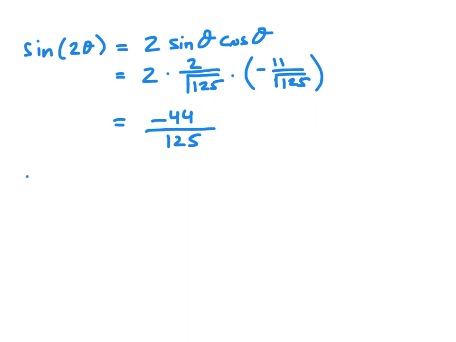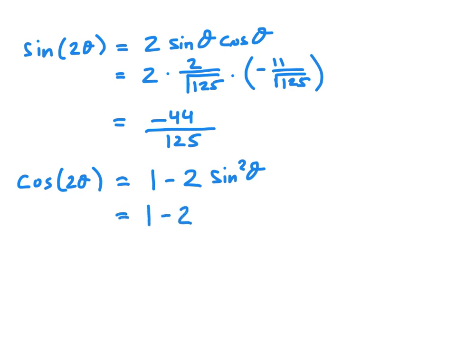For the cosine of 2 theta, we actually have some choices. There are 3 formulas that will help to compute this. For this example, let's go ahead and use the formula that cosine of 2 theta is equal to 1 minus 2 sine squared of theta. So here we will substitute in the value for sine of theta, which we know is 2 over the square root of 125.